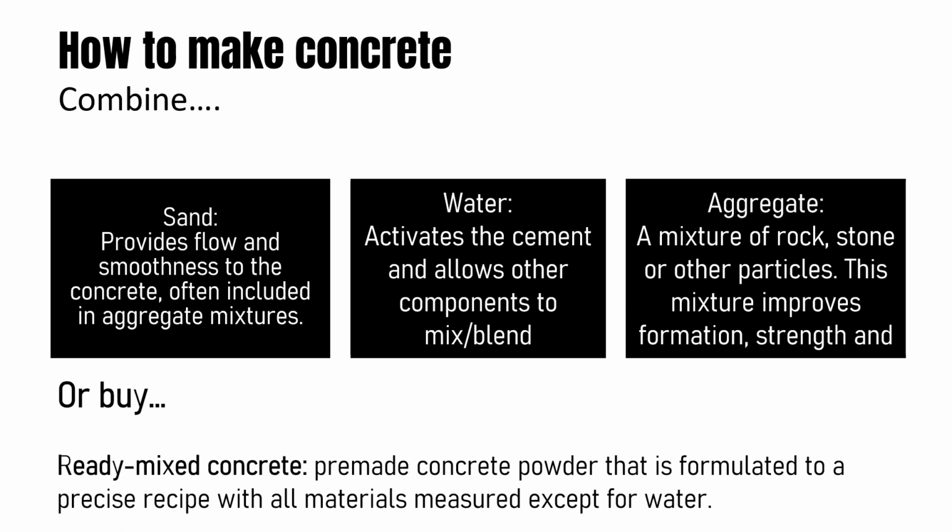If you are making your own concrete, you will need sand, aggregate, cement, and water. As you can see, these are the ratios of each of the materials that you will need. After you have a mixture, you'll combine it with water so you get your concrete.